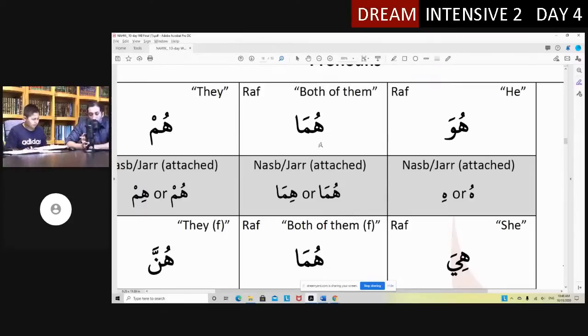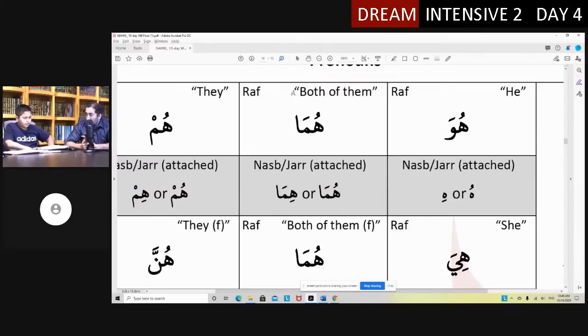Huwa, huma, hum. Let's just go through the oral together. Huwa, huma, hum. Hiya, huma, hunna. Anta, antuma, antum. Anti, antuma, antunna. Ana, nahnu. We go through it 4 times. Once, we just say them. Second time, we stop at each one and we say the meaning. So let's do the second one.